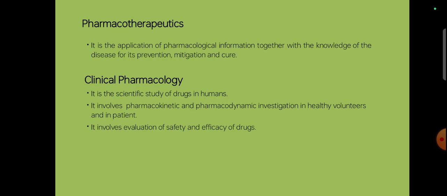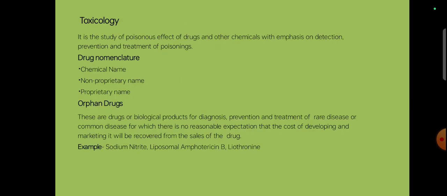Clinical pharmacology is the scientific study of drug in humans. It involves pharmacokinetic and pharmacodynamic investigation in healthy volunteers and in patients. It involves evaluation of safety and efficacy of drugs. And it evaluates the pharmacological action of drugs, preferred route of administration and safe doses range in human by clinical trials. Toxicology, study of poisonous effect of drugs and other chemicals with emphasis on detection, prevention and treatment of poisoning.